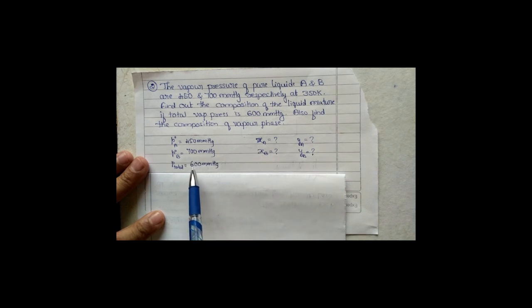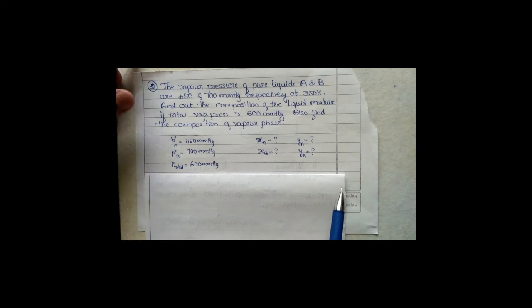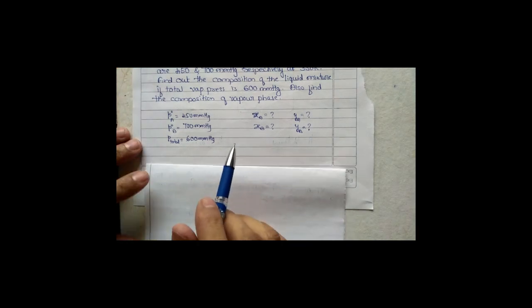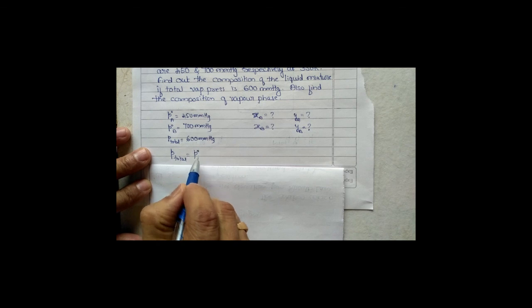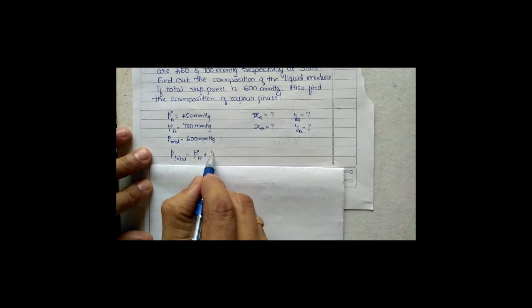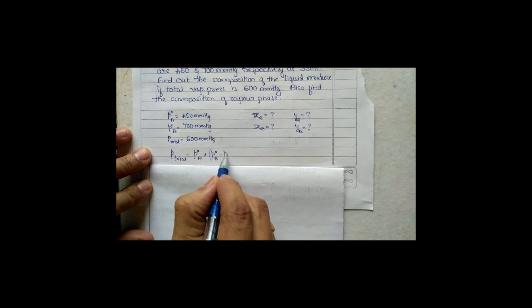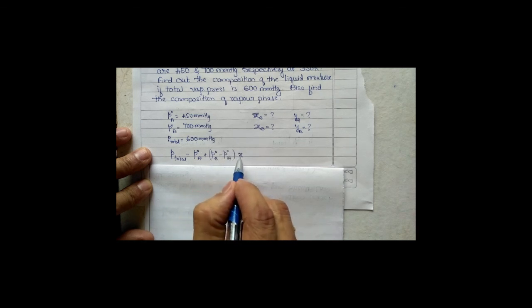So there is a direct formula. So P total equal to P naught of A plus, into bracket, P naught of B minus P naught of A, into mole fraction of B. If we do that problem we will get either XA or XB. Once you know that, then you can go for the second one, 1 minus, because sum of the mole fractions is always equal to 1. Okay, so let us take the formula first. Once again write the formula here. So writing the formula, P total equal to P naught of A plus P naught of B minus P naught of A into XB.